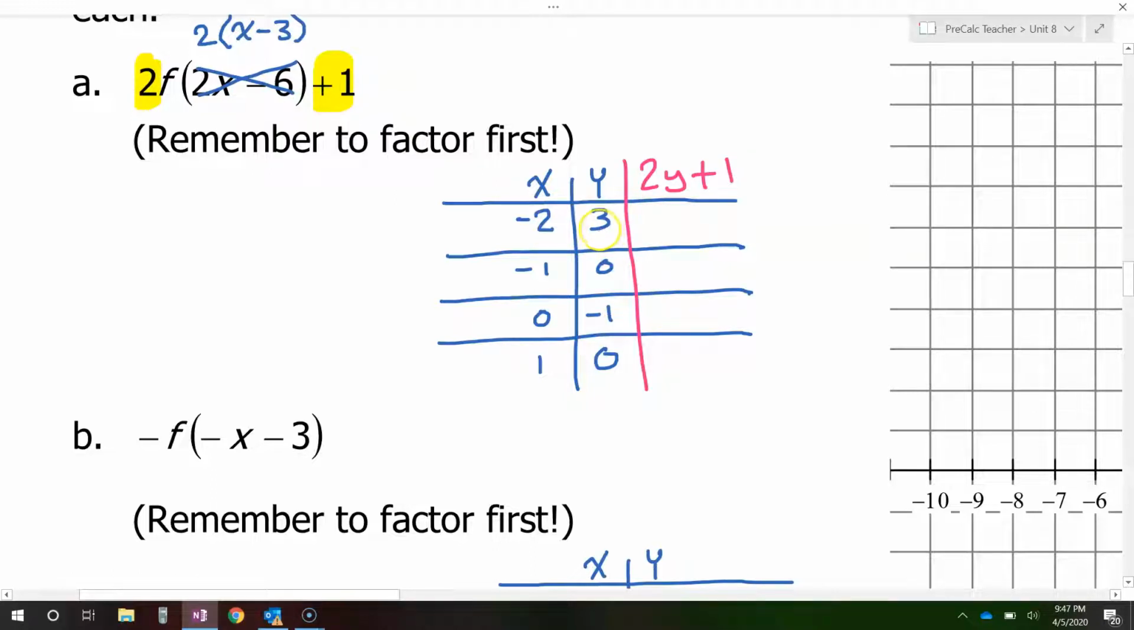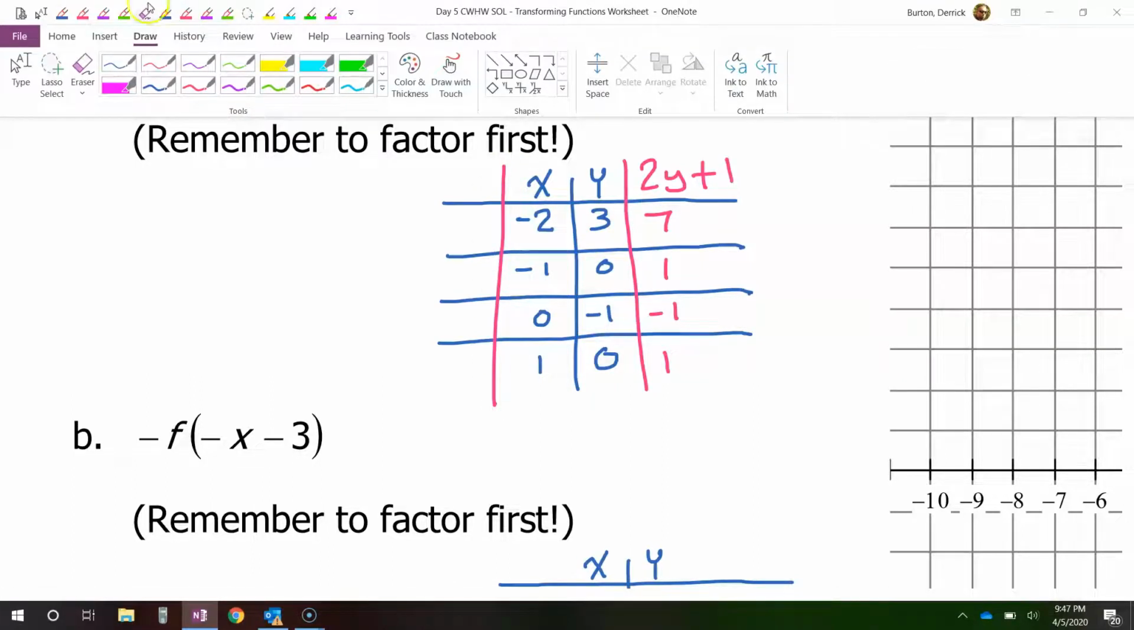So let's see. That'll be 6 plus 1 is 7. 0 plus 1 is 1. Negative 2 plus 1 is negative 1. And again, 0 comma 1. So I multiplied everything by 2, and then I added 1 to that. So that gives me the new y values.